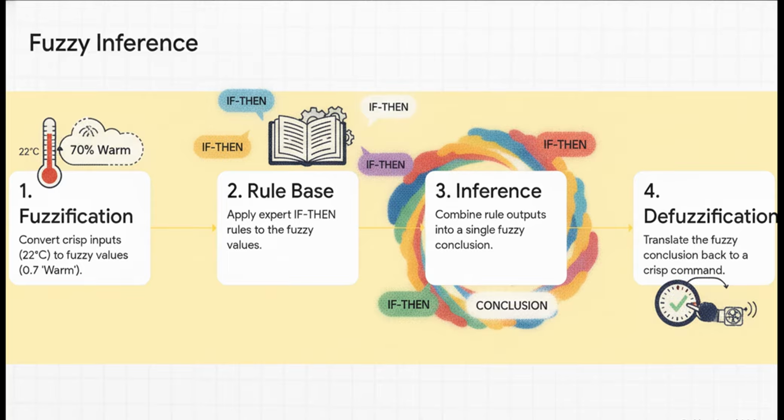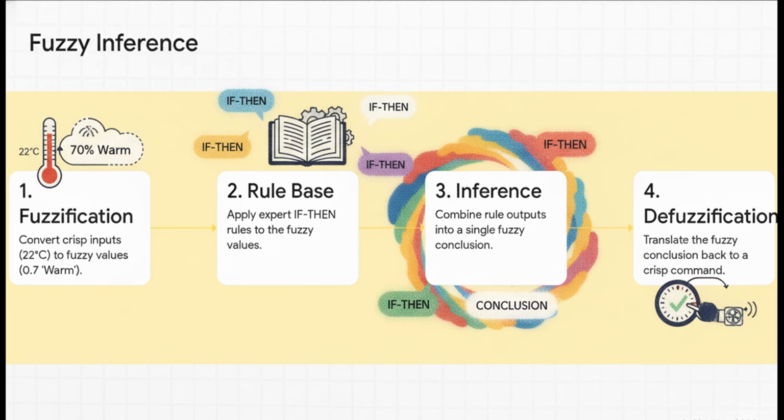First up, fuzzification. This is where it takes a precise input, like 22 degrees Celsius, and makes it fuzzy by describing it in human terms, like 70% warm. Next, it looks at its rule base, which is just a set of simple if-then rules that an expert programmed in. Third, the inference step cleverly combines all the relevant rules to come up with a fuzzy conclusion. And finally, defuzzification. That's where it translates that fuzzy, nuanced conclusion back into one single, crisp command the machine can actually follow.